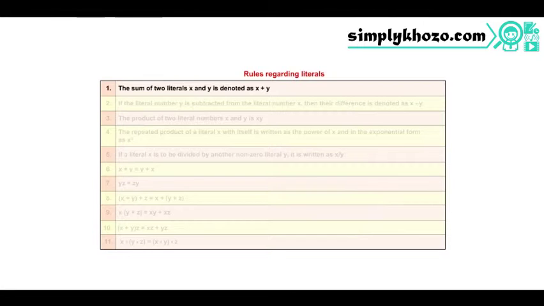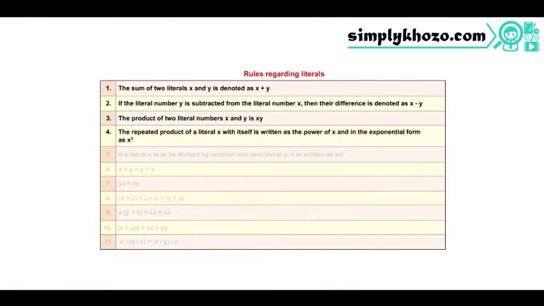The sum of two literals, x and y, is denoted as x plus y. If the literal number y is subtracted from the literal number x, then their difference is denoted as x minus y. The product of two literal numbers x and y is xy. The repeated product of a literal x with itself is written as the power of x and in the exponential form as x cube. If a literal x is to be divided by another non-zero literal y, it is written as x divided by y.